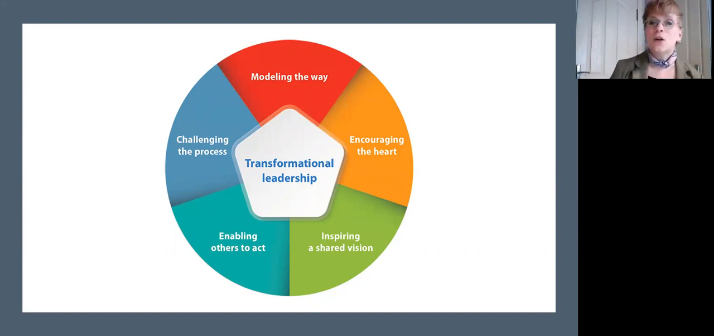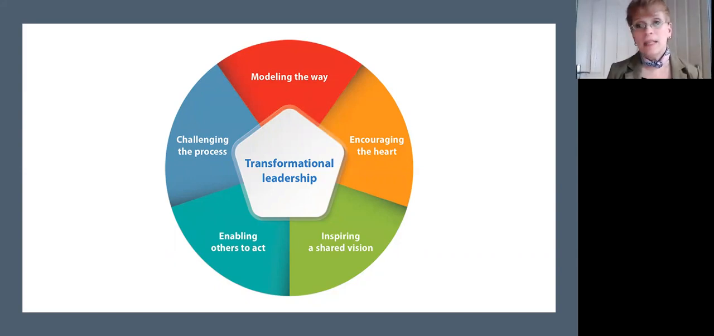And encouraging the heart. Often in leadership, even we as women who are more relationally and emotionally oriented, by and large, we're not all exactly the same, but generally and by our biology, we are more in that direction. But we often in leadership try to divorce ourselves from the emotions.